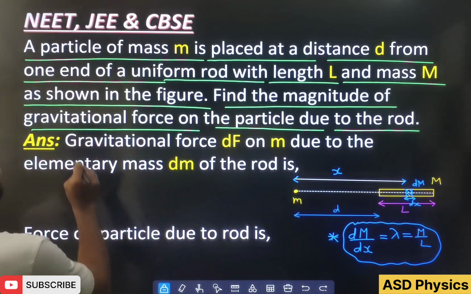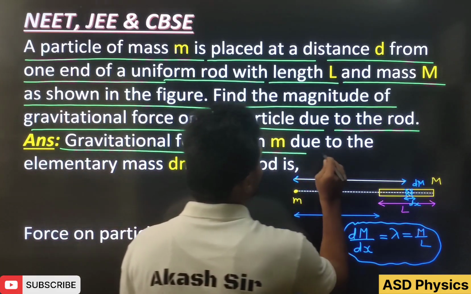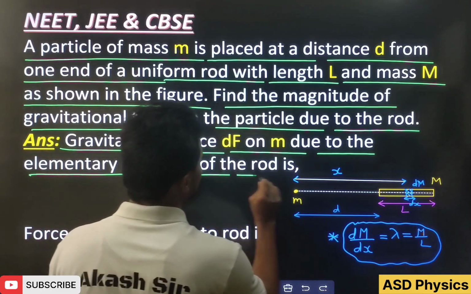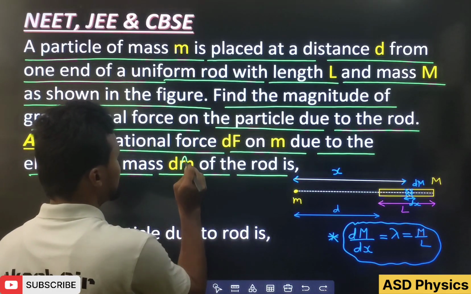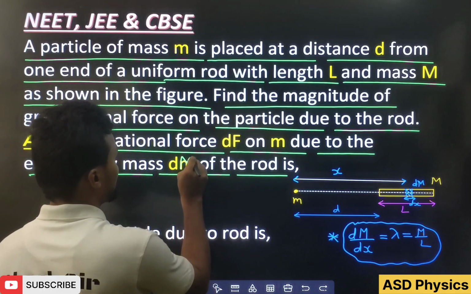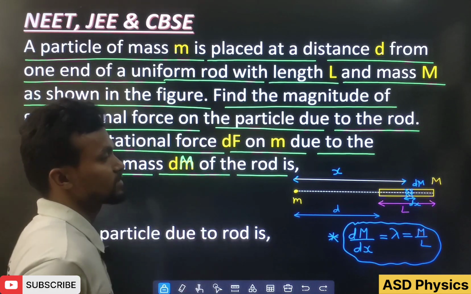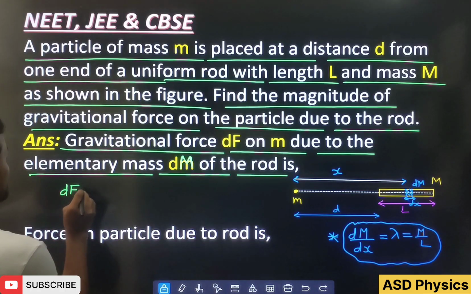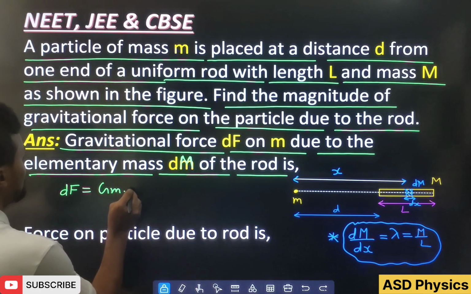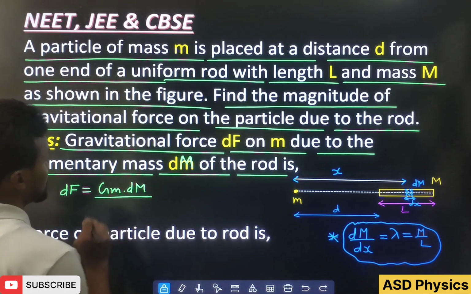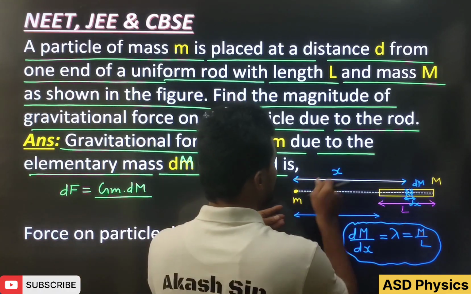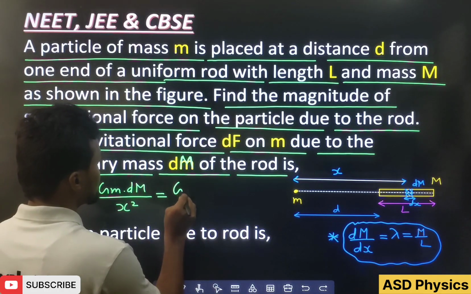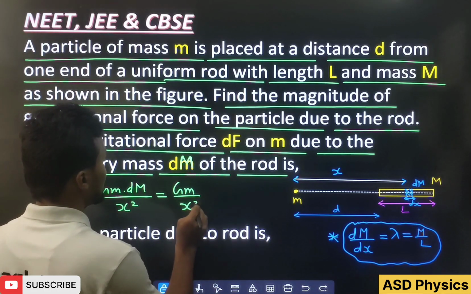So now let's see the gravitational force dF on mass small m due to the elementary mass dm of the rod. I have taken dM here, the small mass of the rod. So what can I write here? The formula: dF equals G, then M into mass of the rod dm, by what is the distance between them? Between dm and small m, the distance is x square. After that, I will write GMm by x square.